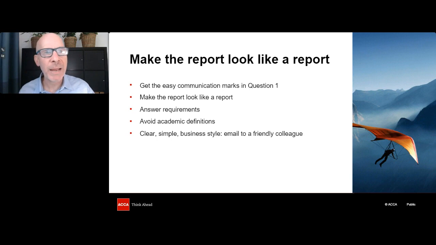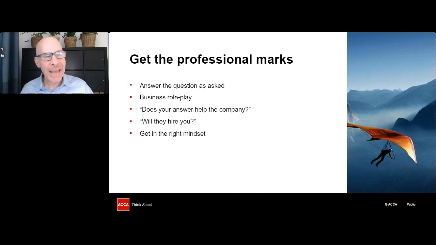Use a simple, direct business style. Imagine you are writing an email to a friendly colleague at work. Avoid a dense academic style. Make the report look like a report. Get the professional marks. Now, we have other resources on professional marks that you can find in the APM resources, okay? But don't stress about the professional marks.